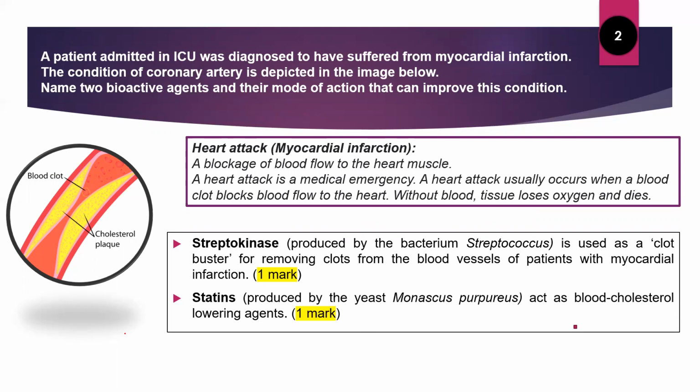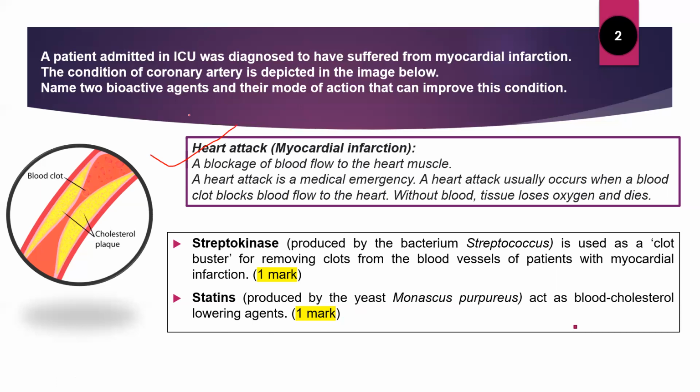So basically, you know that heart attack is a medical emergency. And when does it occur? It usually occurs when a blood clot blocks blood flow to the heart. And as the heart muscle is not receiving the blood flow, the tissue loses oxygen and it dies. That's what a myocardial infarction is all about, right?